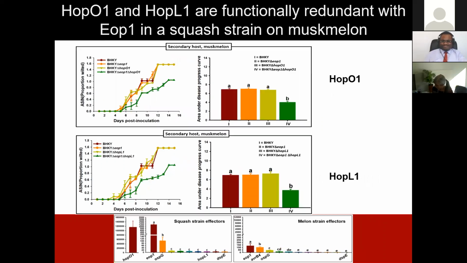Let's move on. So we began to identify some effectors that have overlapping function with Eopt1. Among them are HopL1 and HopL1. Although their individual losses did not alter virulence, their losses in addition with Eopt1 reduced virulence on muskmelon. So this is HopL1. If you can see these two green bars for HopL1 and HopL1, this was when we deleted both Eopt1 and HopL1, and Eopt1 and HopL1 in each case.